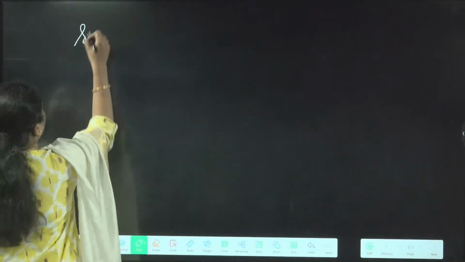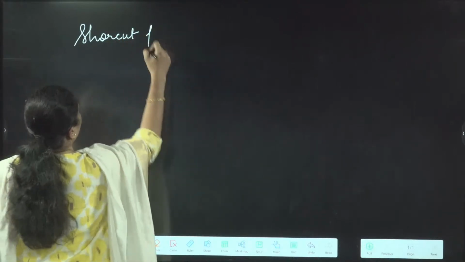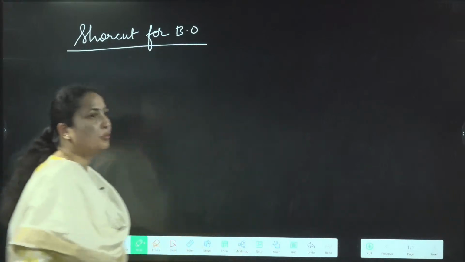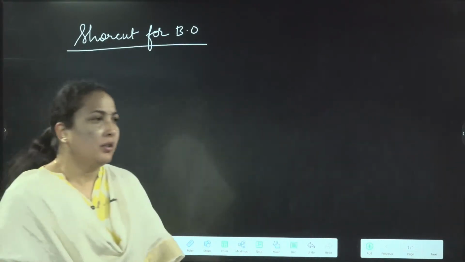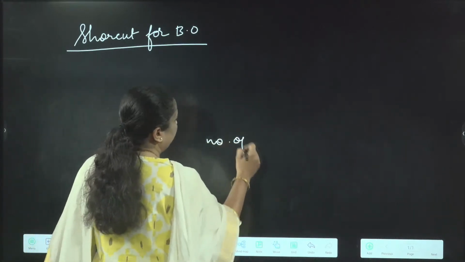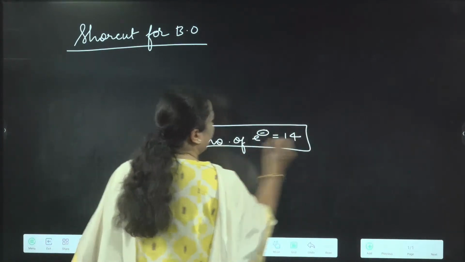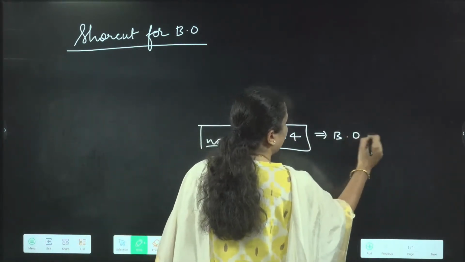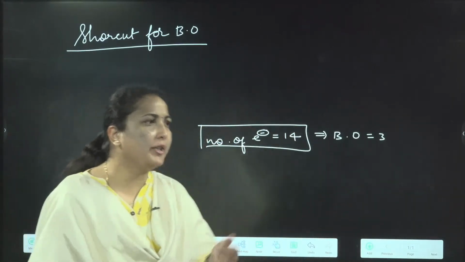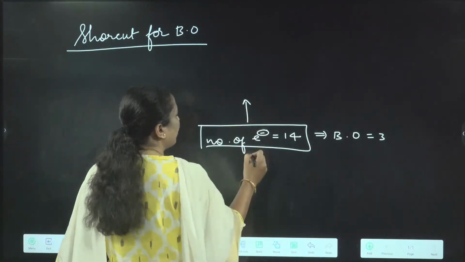So let us go for the first one. We'll see the shortcut for bond order. Maybe the majority of you might be knowing this shortcut, but still, let us see it. All you need to remember here is the number of electrons. If it is 14, what is the bond order corresponding to this? Bond order is going to be 3. That much you know already. For nitrogen, N2, we already know.